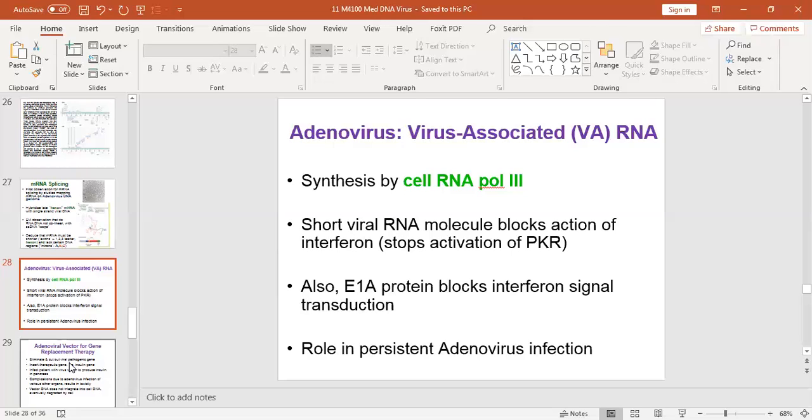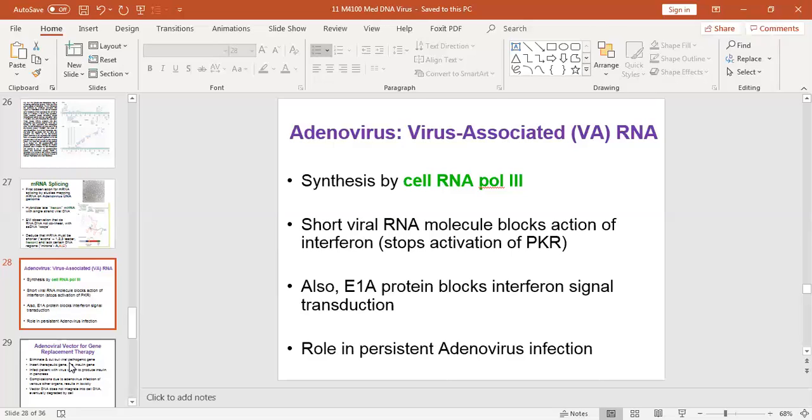Remember, we said that viral infection leads to production of interferon. Interferon binds to interferon receptor, activates the transcription and translation of antiviral effector molecules, one of which is protein kinase R. So these virus-associated RNA molecules block the activation of protein kinase R.